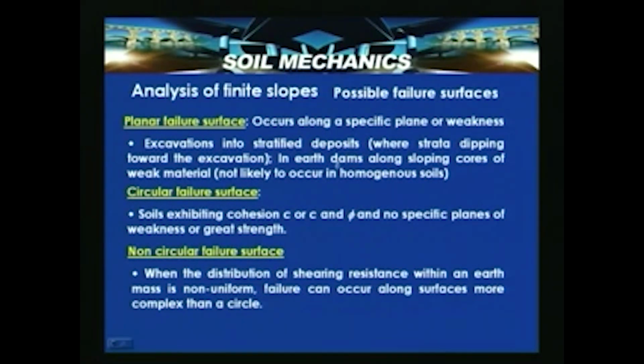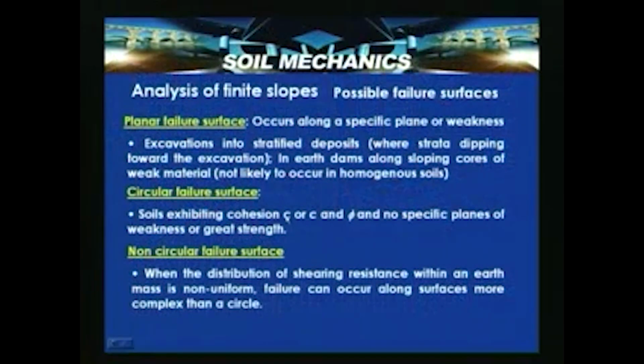In earth dams, planar failure can occur along sloping cores of weak material, but it is not likely to occur in homogeneous soils. So, it occurs in stratified deposits or in examples like earth dams with a sloping core of weak material, which generally comprises low strength material but has impervious characteristics. Circular failure surfaces occur in soils exhibiting cohesion c and phi, with no specific planes of weakness or great strength.